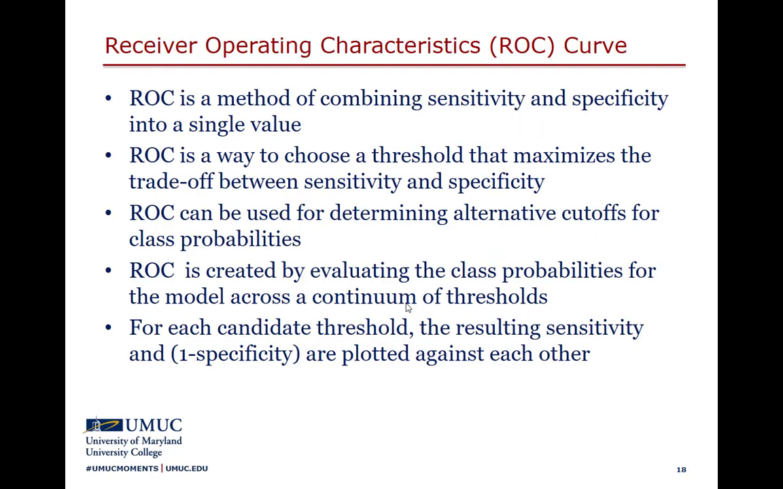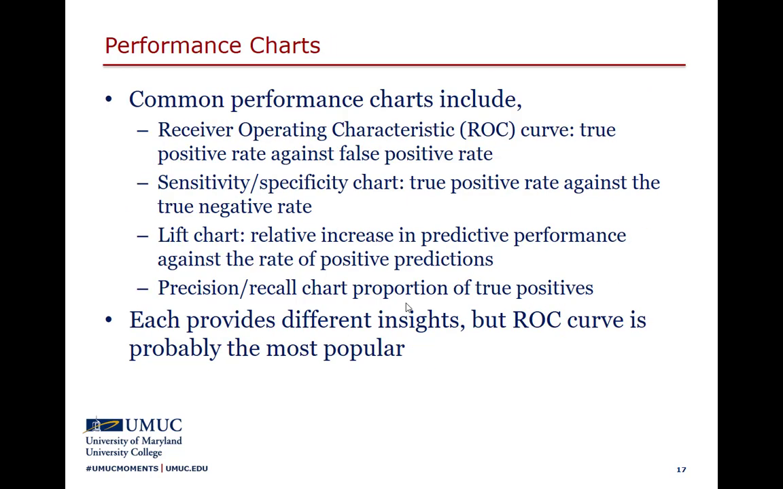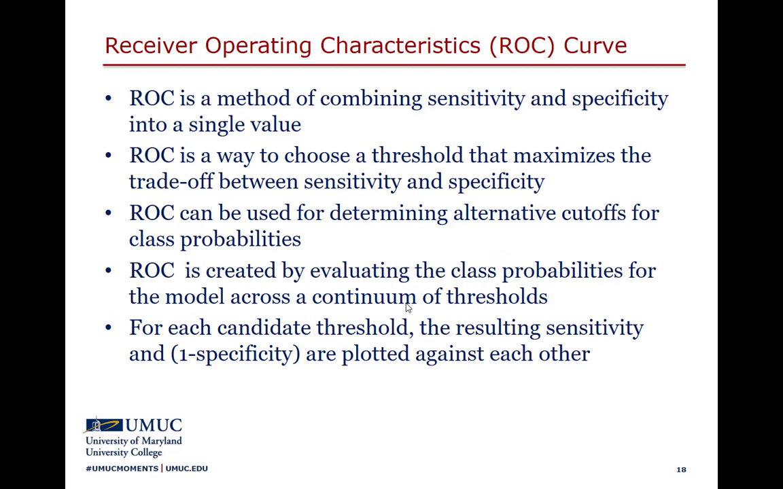And we will discuss ROC curves now. Like I said, it is a way to combine sensitivity with specificity. So basically, the false positive rate will be the horizontal axis and the true positive rate will be the vertical axis. And I believe I have a chart to show you. It is a way to choose a threshold that maximizes the trade-off between the two.